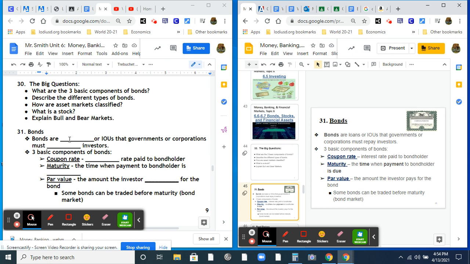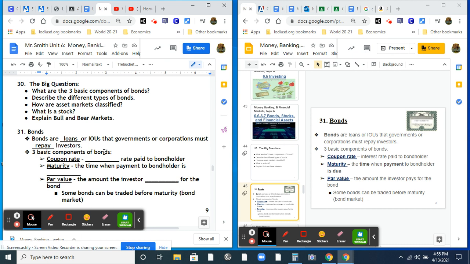Bonds are loans or IOUs that governments or corporations have to repay investors. So it's a loan, but instead of getting your loan from a bank, it's a private loan by investors. People are saying, I'm going to let Amazon, I'm going to let General Electric borrow this amount of money for this amount of time. I'm going to let the state of California or the city of Sacramento, because I know I'm going to get a reasonable rate of return.